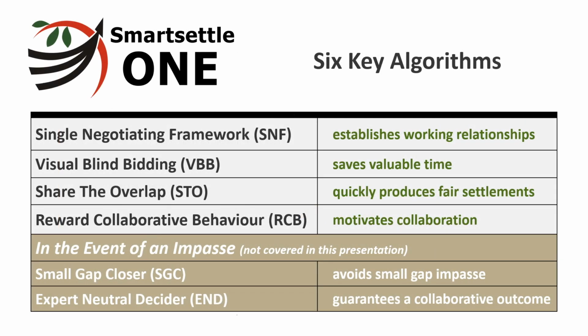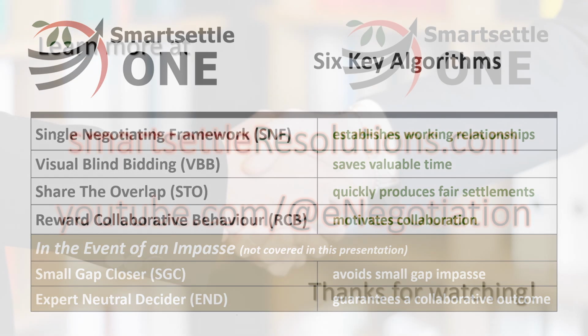Here is a summary of the algorithms used by Smartsettle ONE to encourage collaboration, preserve relationships, save time, ensure fairness, increase settlement rates, and resolve impasses when necessary. The small gap closer and the expert neutral decider, available for more challenging cases, were not needed in this example. They are explained in separate videos.